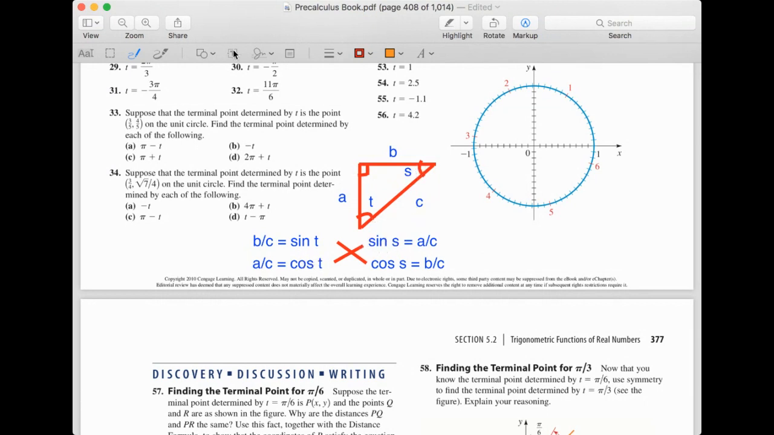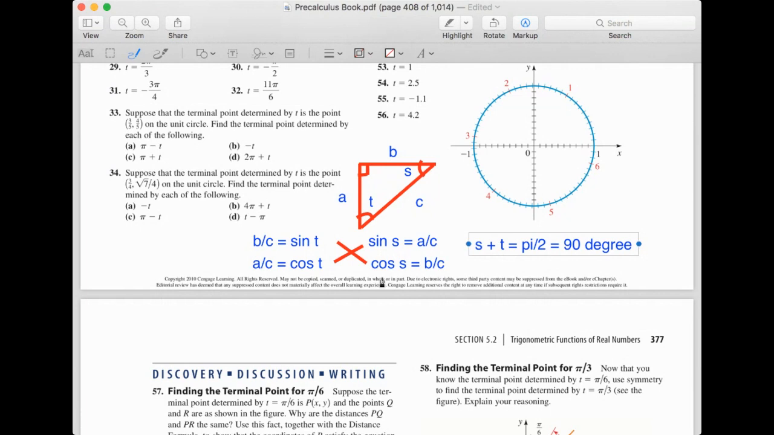And also let's check out S plus T, those two angles. It equals 90 degrees, right? Or pi over 2. And when two angles add up to 90 degrees, we call them complementary angles. So sine S and cosine T are called co-functions. Sine T and cosine S are called co-functions.